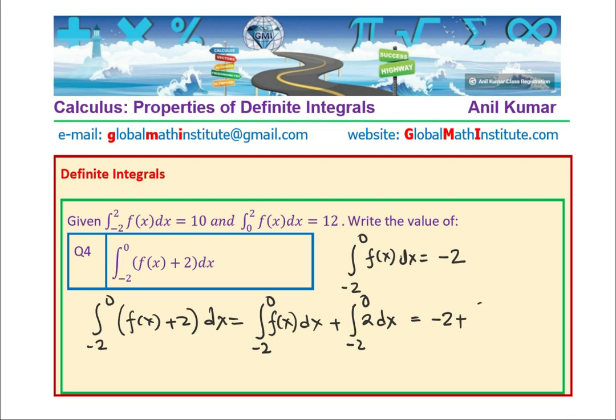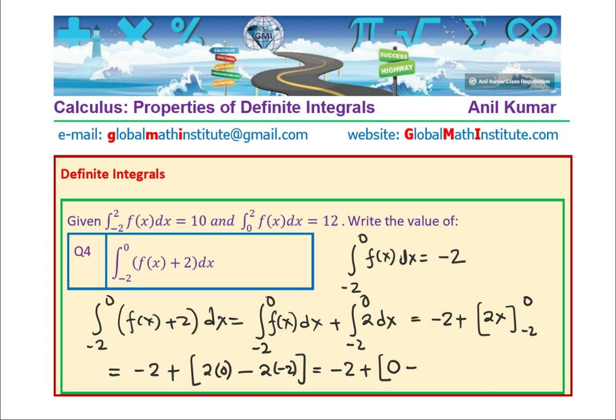Correct? So the first one is known to us as minus 2. Plus this integral will be what? It is 2 times x, right, from minus 2 to 0. So we can evaluate this value. And what do we get? We get minus 2 plus 2x when we substitute 0. We get 2 times 0 minus 2 times minus 2, which is minus 2 plus 0 plus 2 times 2, which is 4. And so we get minus 2 plus 4, which is equal to plus 2. So this answer is plus 2. Is that clear to you?